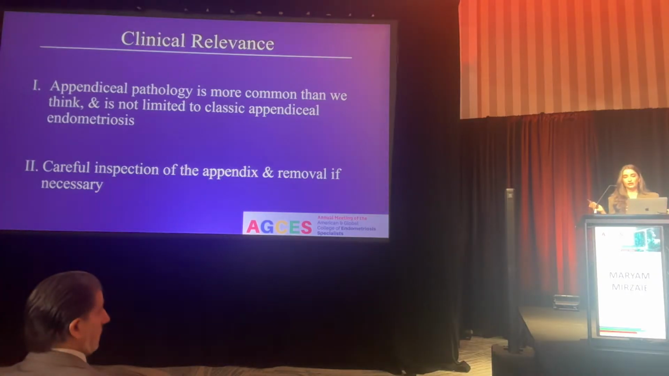So why do we care about this? Appendiceal pathology in endometriosis is more common than we think. And the pathology is not just limited to classic appendiceal endometriosis, but there are many others that I had listed. Secondly, the appendix should be carefully inspected and evaluated at the time of surgery for any suspicious findings, and if present, the surgeon could consider doing an appendectomy. Going back to those 3 neuroendocrine tumor cases, pathology can be hidden or internal, so careful inspection and removing the appendix could potentially reduce future diagnostic uncertainty.